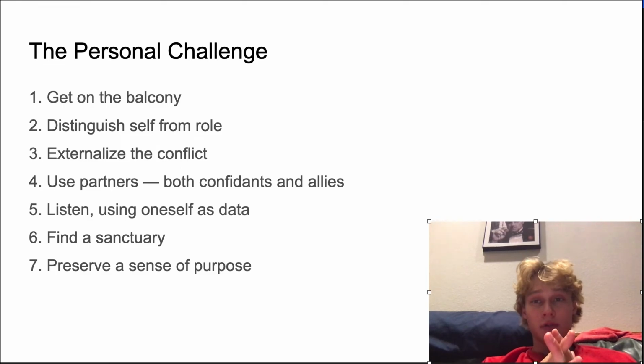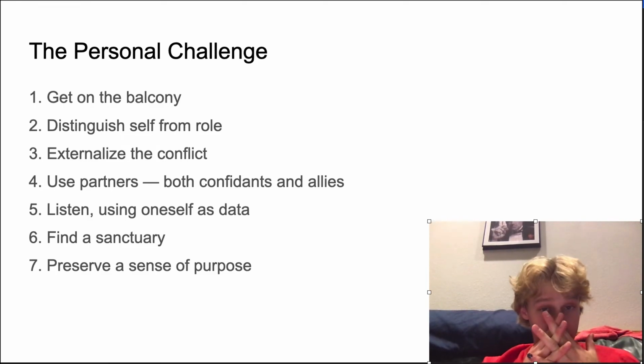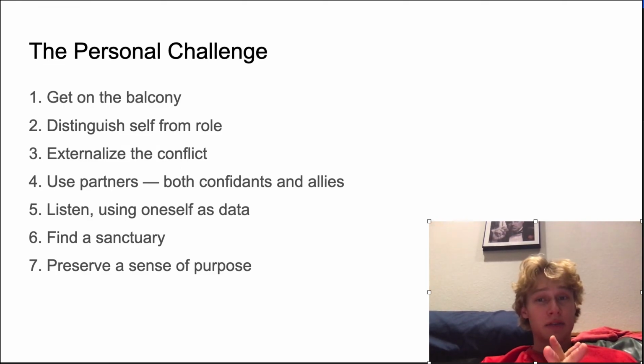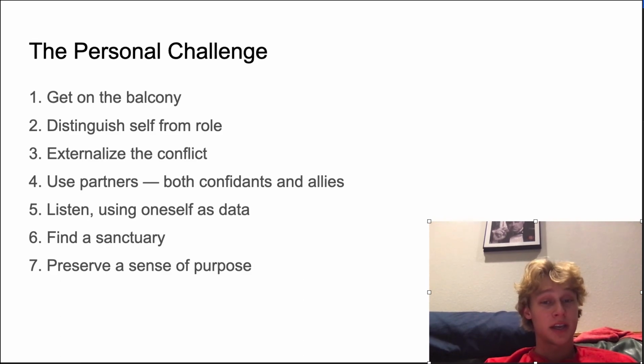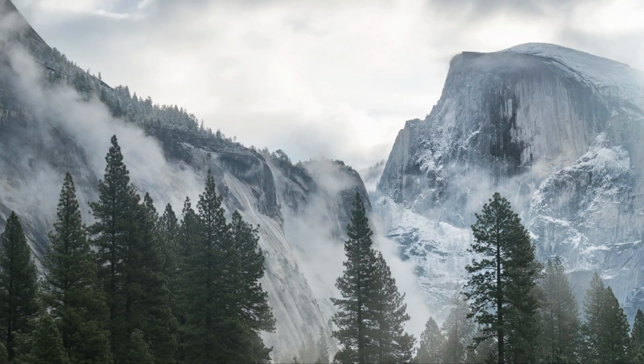So he concludes the book with some advice on how to manage the personal challenge of leading, and provides 7 practical suggestions for bearing the responsibility without losing effectiveness or collapsing under the strain. That's get on the balcony, distinguish self from role, externalize the conflict, use partners, both confidants and allies, listen using oneself as data, find a sanctuary, and preserve a sense of purpose.